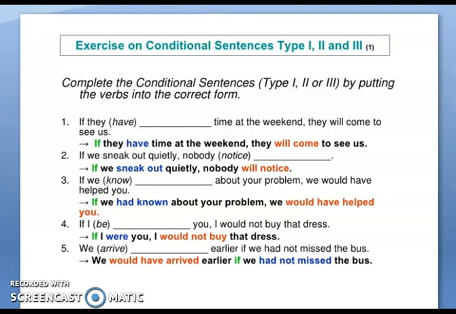Look at the exercise I have given you here. With the exercise, you can identify all the three different conditional sentences, type 1, type 2, type 3. All these examples help you to understand very clearly what a conditional sentence is and what the different types of conditional sentences are.